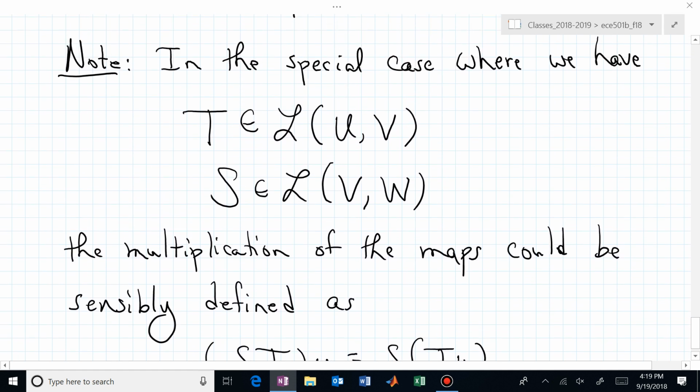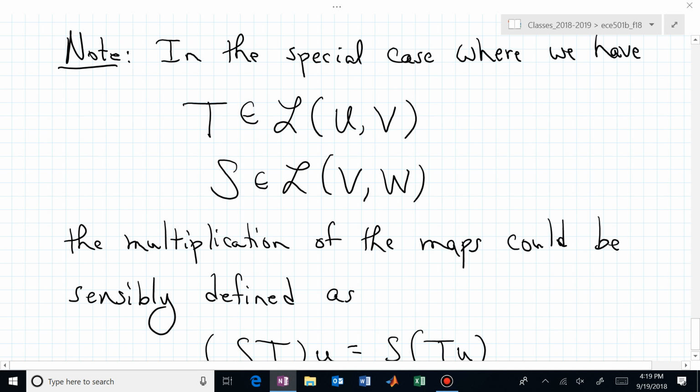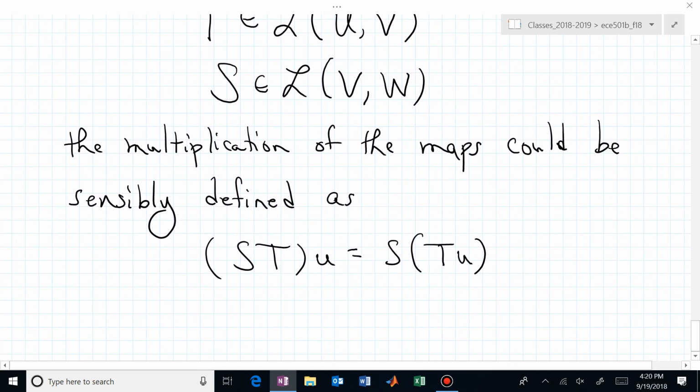So S alone is a linear map, and T alone is a linear map, so those are generic. The question was whether S is a matrix and T is a matrix. I'm saying not yet. We haven't yet put them into a matrix representation. So we have linear maps, and we have matrix representations of those linear maps, but right now we're talking about the multiplication of the maps being consistent with what you're thinking about as matrix multiplication. So right now this is multiplication of the maps. ST applied to U is equivalent to S of TU.